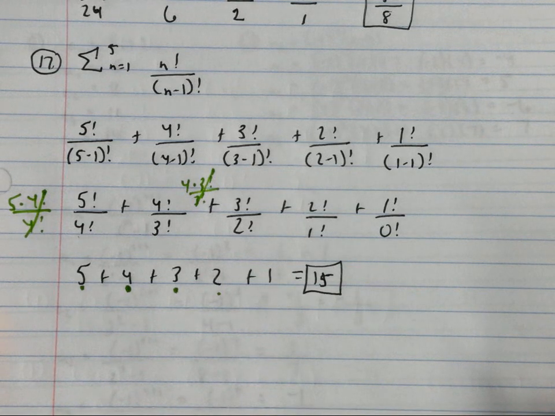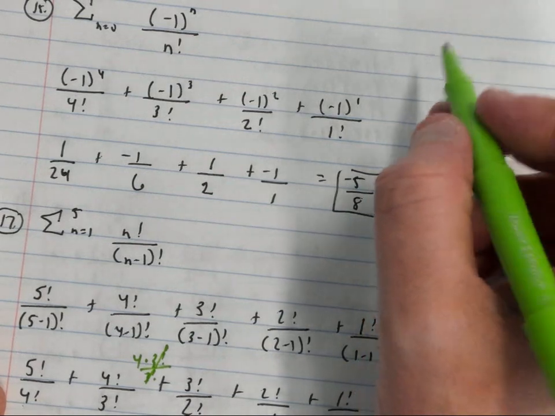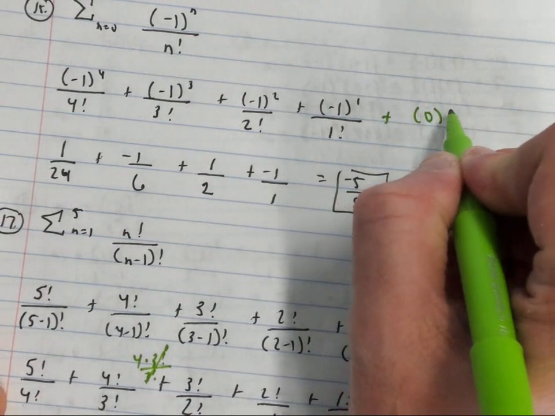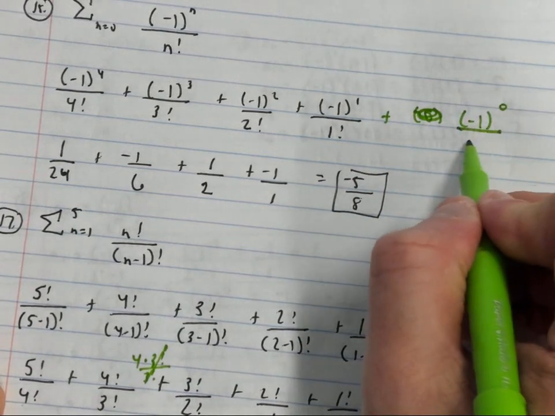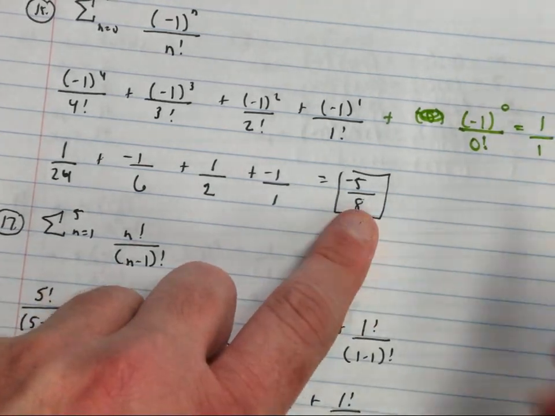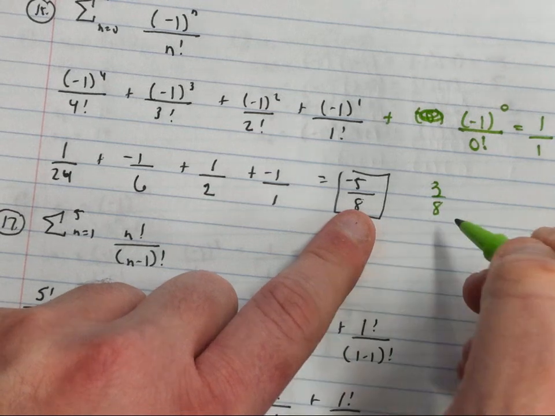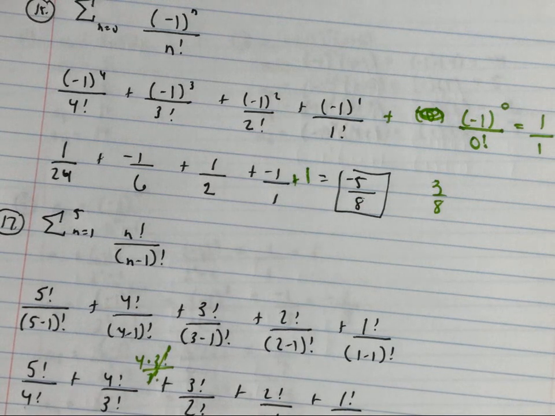Does that make sense? Yes, Luke? So on 15, do you ignore the n equals 0? Yeah. Oh, did I not do the 0? Yep, you're right, I should have done 0. I'm sorry. So I'll go back up here. Anything raised to 0 is 1. 1 over 1 is plus 1. So I need to add 1 to that, and you get 3/8. Is that what y'all got? I'm sorry about that. I should have a plus 1 in there. Thank you for catching that.